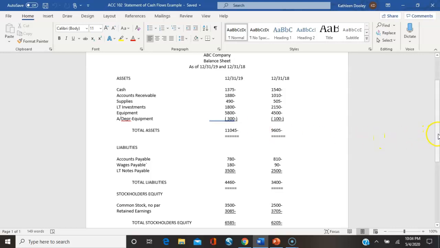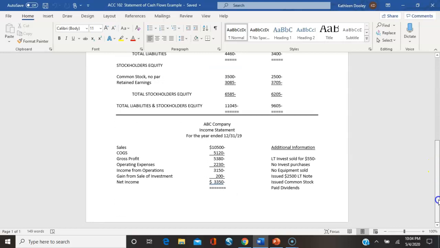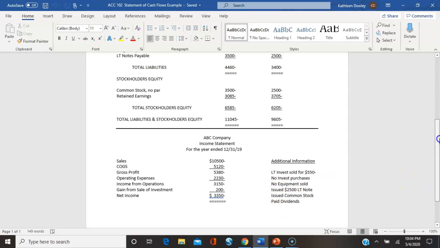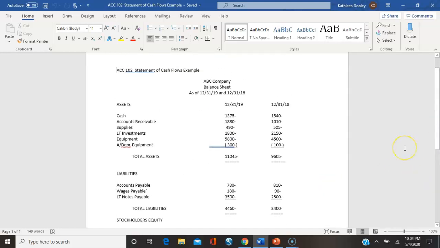Now, if I take a look at here, it says that no equipment was sold, okay? And none of the rest of this deals with equipment. So our equipment went from 4,500 to 5,800.